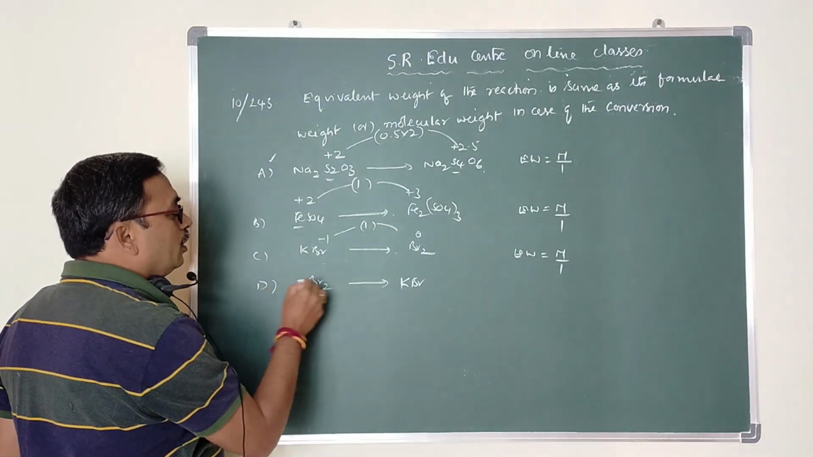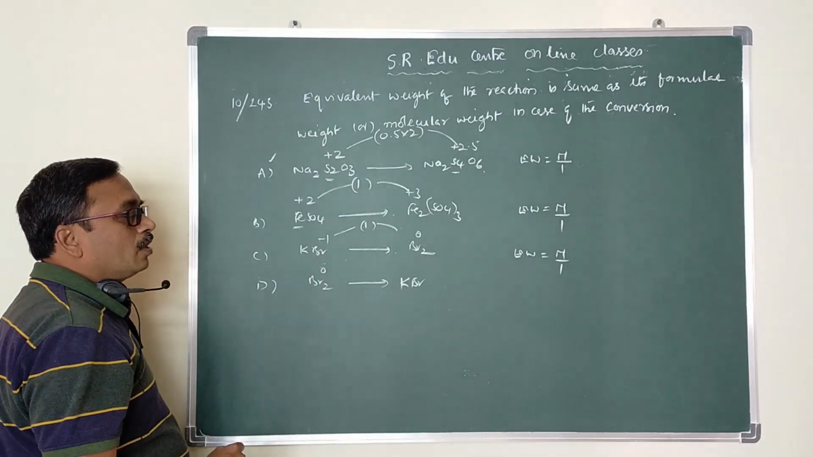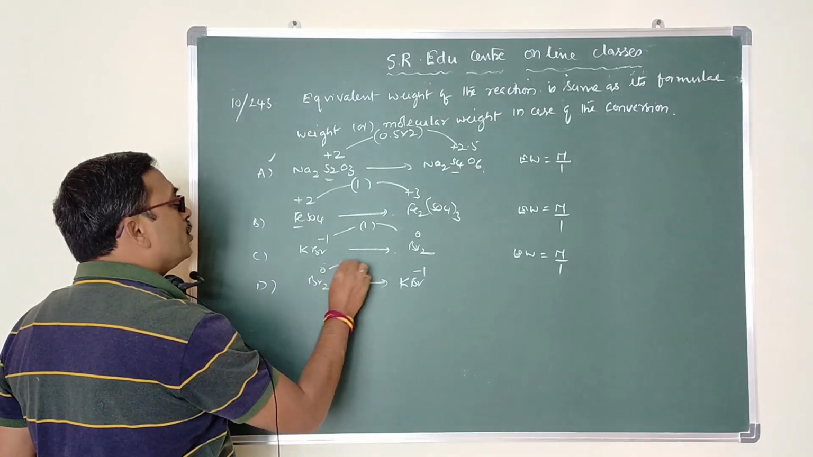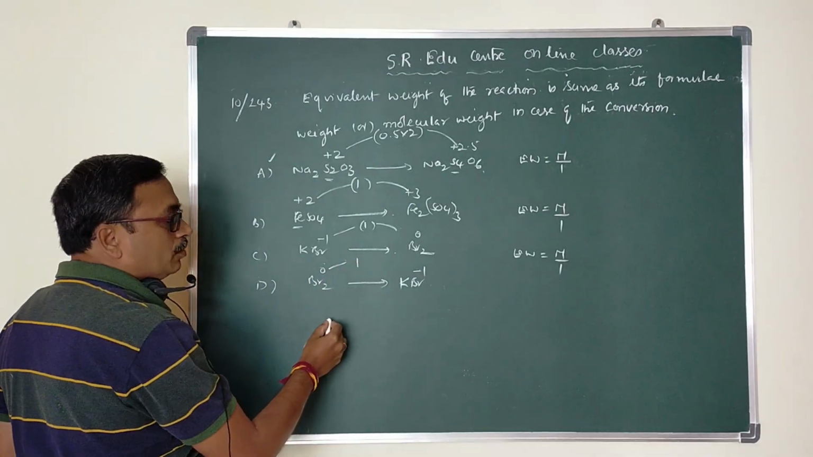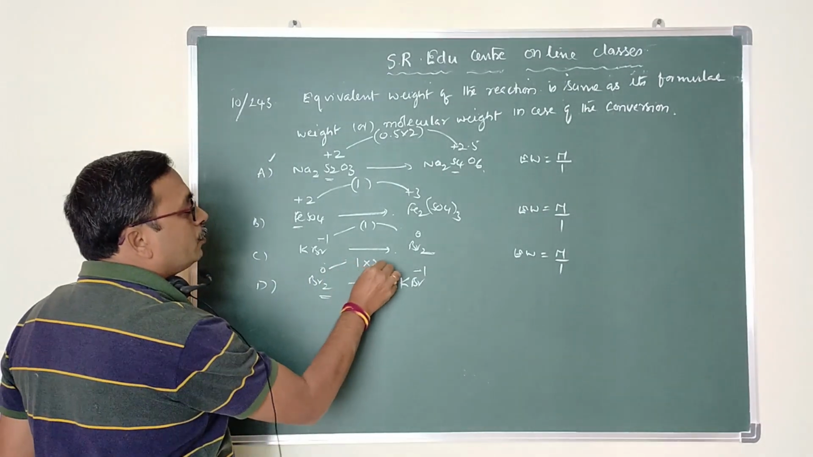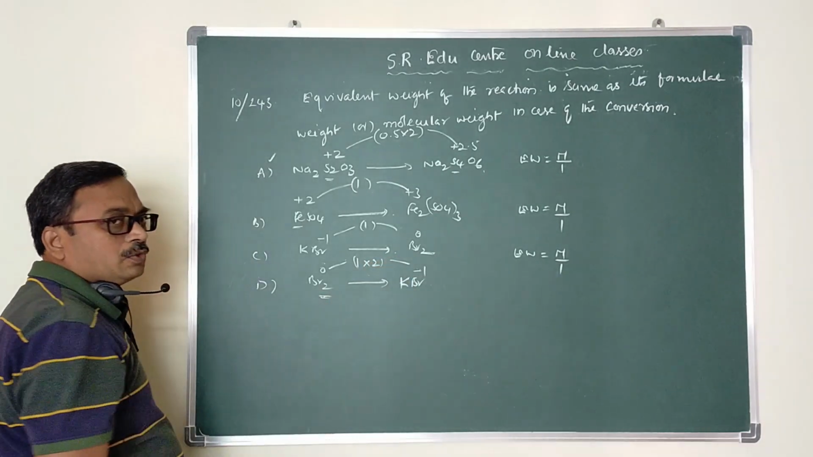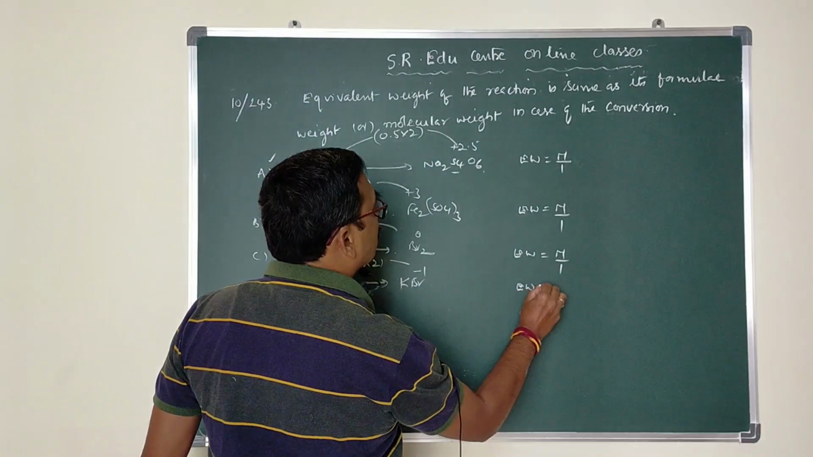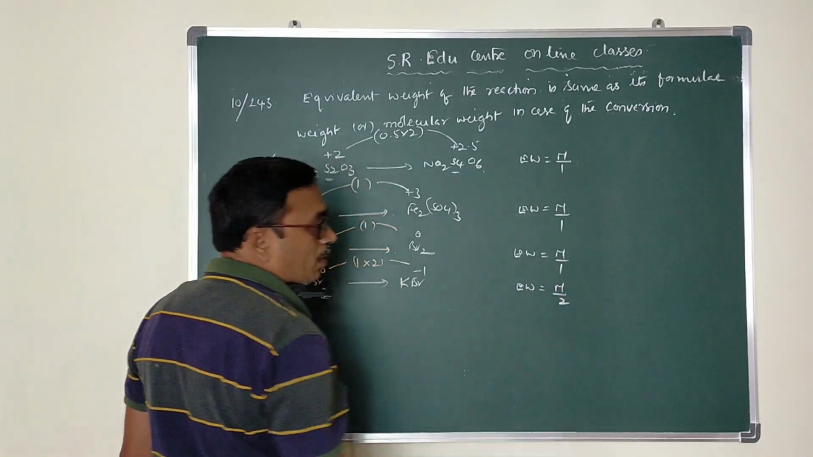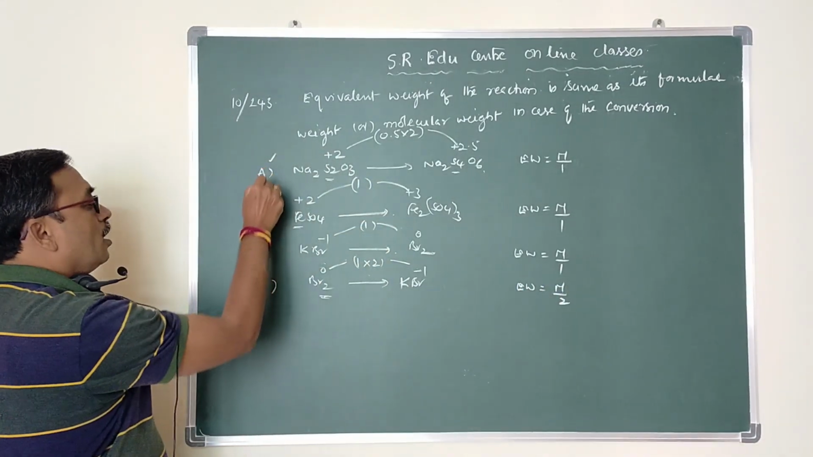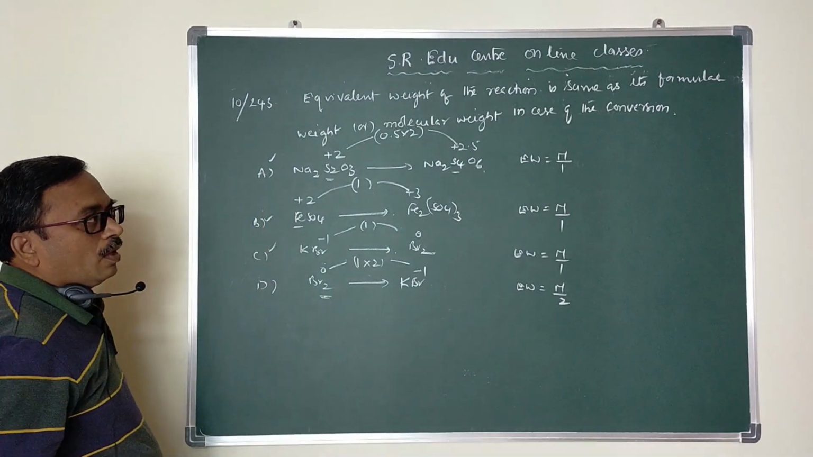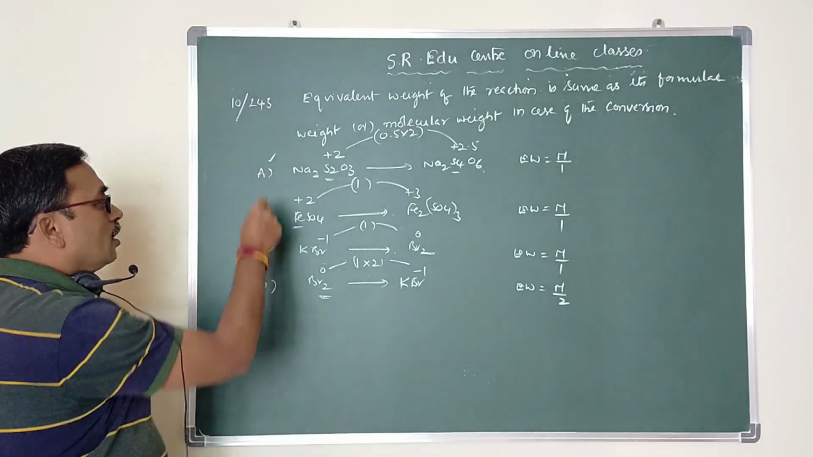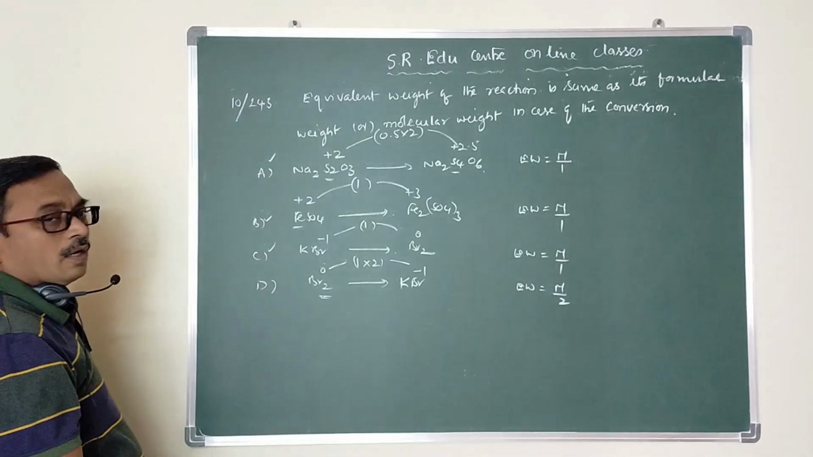In option D, the oxidation state of Br2 is 0. In KBr, -1. 0 to -1 means change is 1 per atom. Per molecule 1 into 2, because Br2 contains 2 atoms. Therefore, n factor is 2. Equivalent weight is equal to M by 2. So in case A, B, C, equivalent weight is equal to molecular weight. So the answer is A, B, C. All these three are correct.